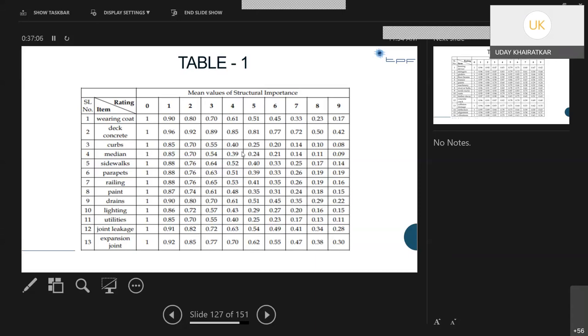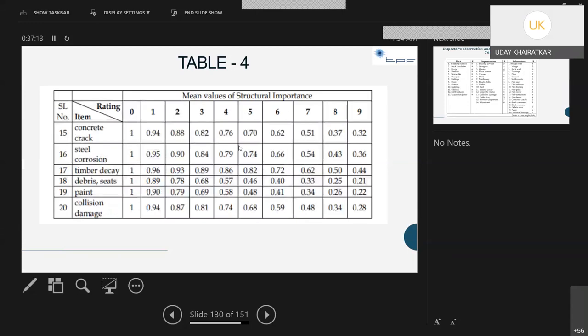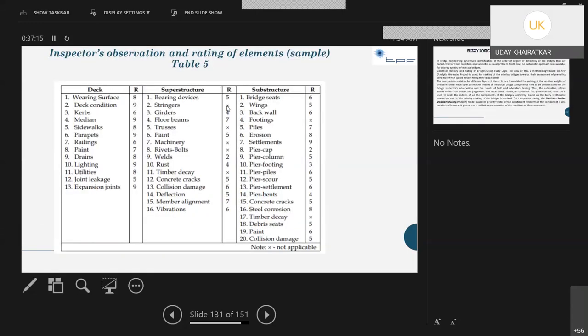So for different items of the structure, ratings have been tabled here. The inspector's observations are also shown: for deck wearing surface, he has given 8, for deck condition 9, and so on and so forth, for deck, superstructure and substructure.